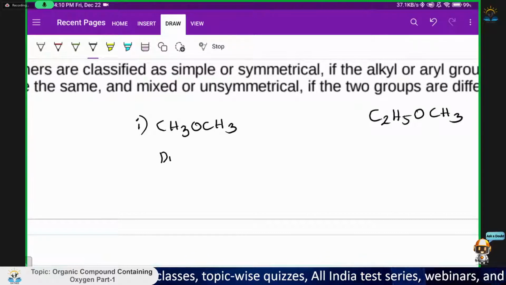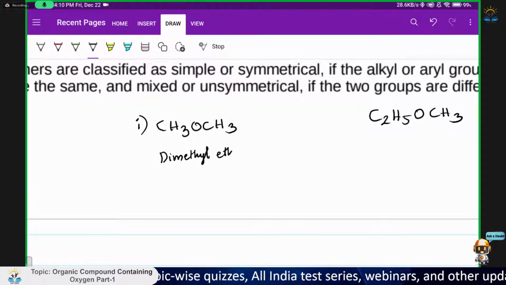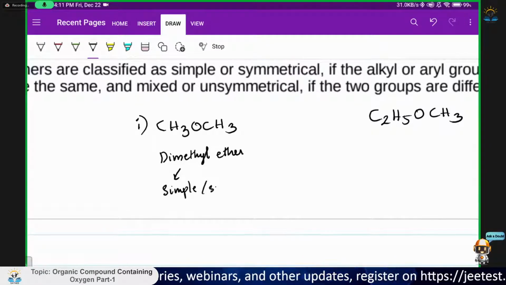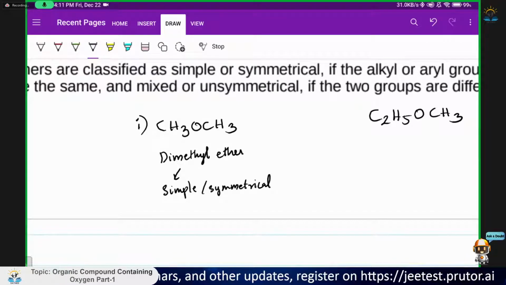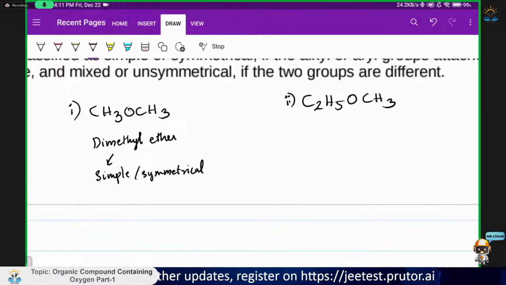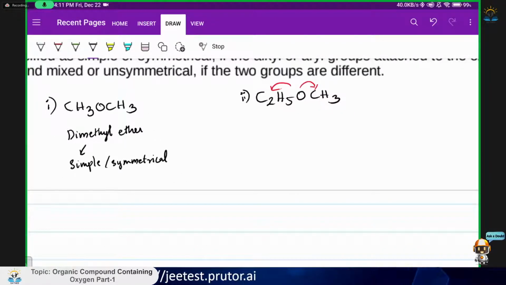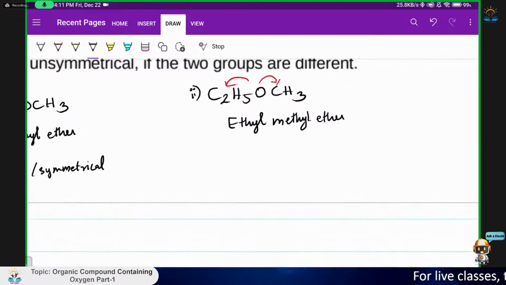We name it as dimethyl ether. That is the common name of this compound. When on either side the same group comes, we call it simple or symmetric. Coming to the second compound, you can see on either side different groups are coming. On one side we have the methyl group, on the other side we have the ethyl group. We name it ethyl methyl ether. Since the groups on either side of the oxygen atom are different, this type of ether is called unsymmetrical or mixed ether.